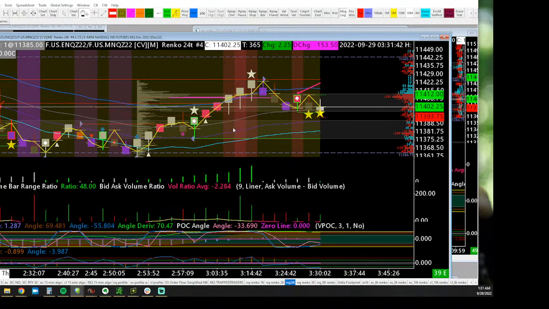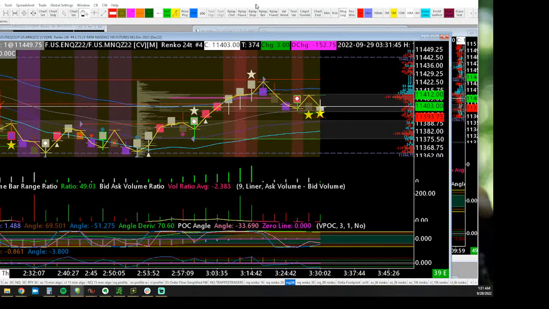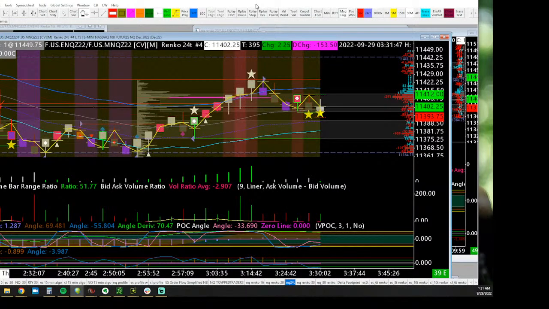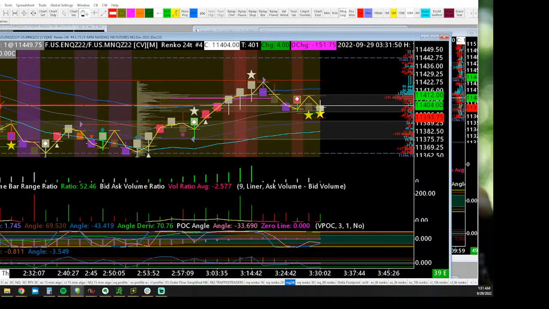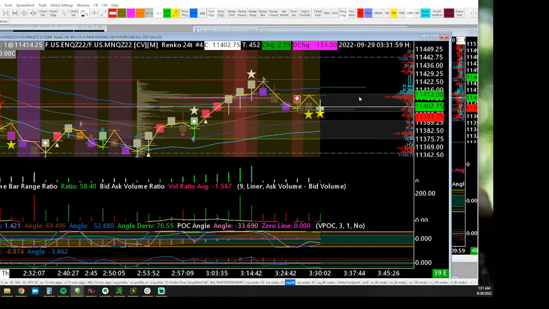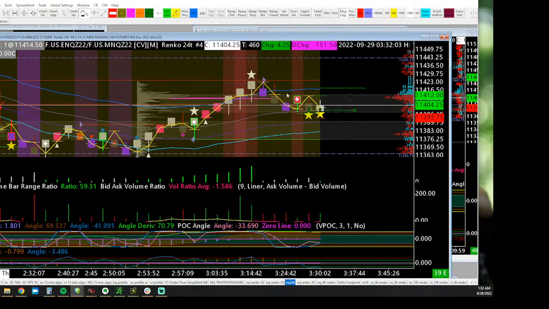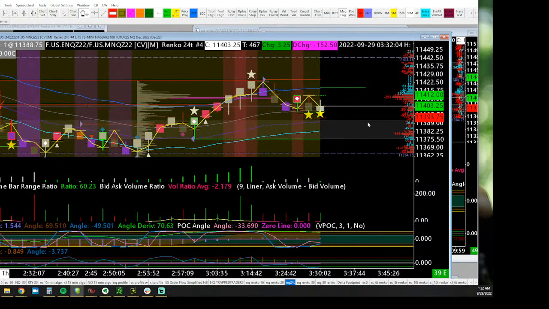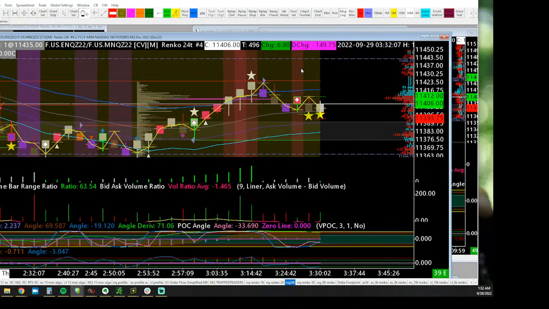So even though it might mean that my entry is slightly lower and I might miss the very first rotation of the down move, my win rate will be so much higher, because there are times where you sell this and then they come right back up to here and then roll it over. And all of those times you're right and you lose. And there's nothing more frustrating than being right and losing.